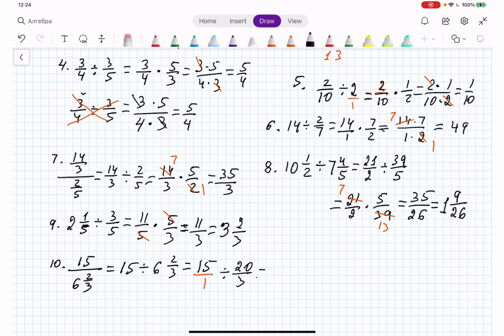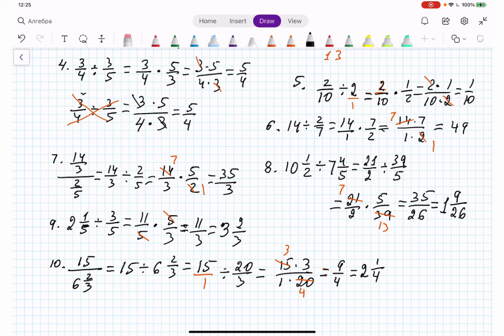And we are going to get 15 times 3 and 1 times 20. So 15 and 20 reduced by 5 is 3, reduced by 5 is 4. And we are getting 3 times 3 is 9 over 4. To get a mixed fraction, 9 divided by 4, it's going to be twice. 2 times 4 is 8. So 9 minus 8 is 1. Remainder is 1. 2 and 1/4.